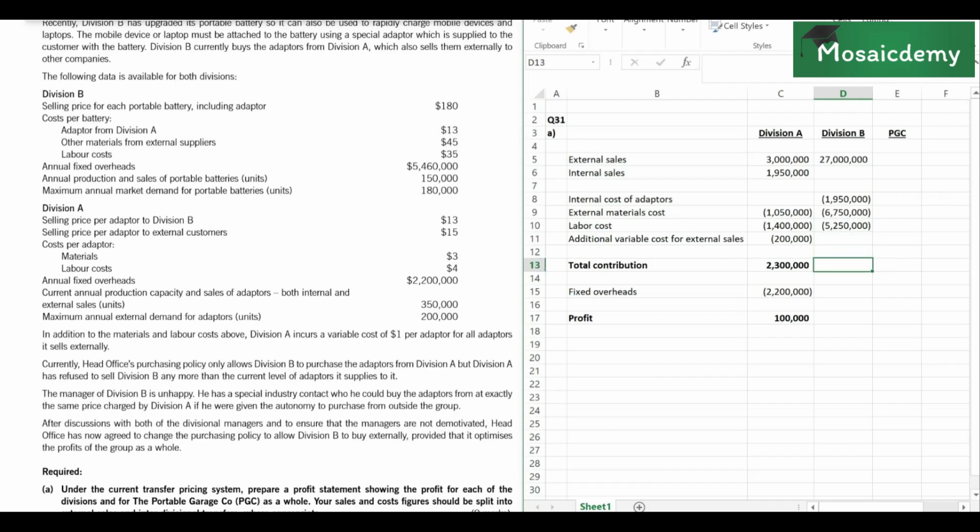So we'll just take the formulas here as needed. This will become minus 5,460,123, and this formula will be taken as is. So the profit for division B is 7.59 million, whereas the profit for division A is only 100,000.